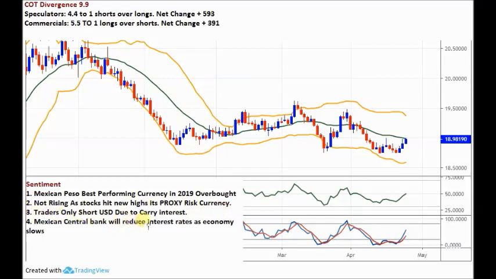Point number 3, traders are only short the USD due to carry interest. It's nothing to do with the fundamentals of Mexico. The Mexican Central Bank will be reducing interest rates as the economy slows. That's bearish for the peso, okay? So you've got basically too many speculators short. The bullish fundamentals for the peso have peaked.